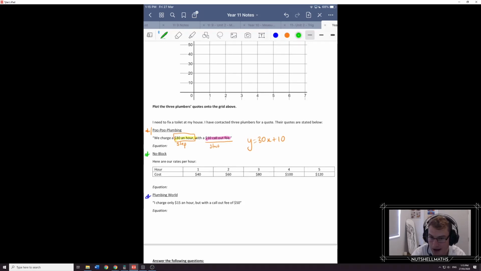Now No Block has a table, and we have learnt how to find the step and the start from the table. I want some answers from the chat again, please. Tell me what is the step and what is the start from this. You should all be able to find the step, but maybe be a little bit careful when finding the start. I'm going to put over here, step equals, start equals. I want to wait to hear from chat. What is the step and what is the start, please?